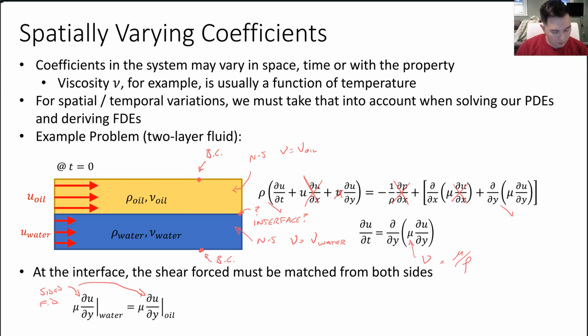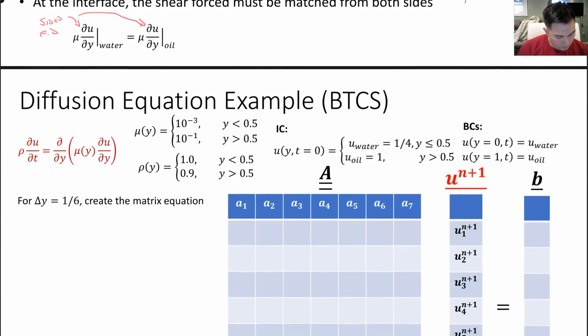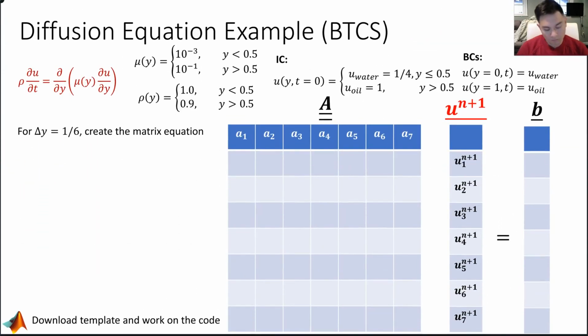So let's work through what are the actual equations that we would be modeling. So we've got a number of boundary conditions for our u, for y equals 0, that's equal to u water, so u1 at n plus 1 is equal to u water, and finally our u7 at n plus 1 is equal to u oil. So we have Dirichlet boundary conditions that are really driving the system. Okay. Then we have a finite difference equation that we're going to need to model.